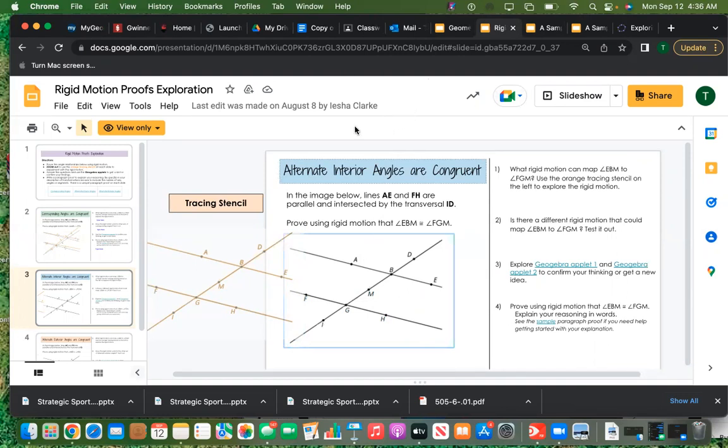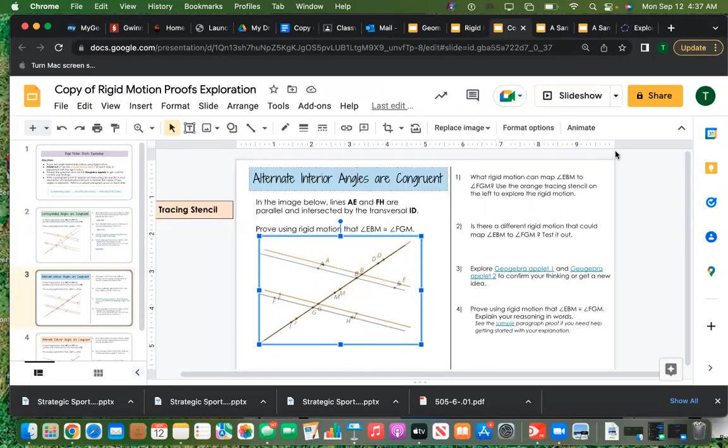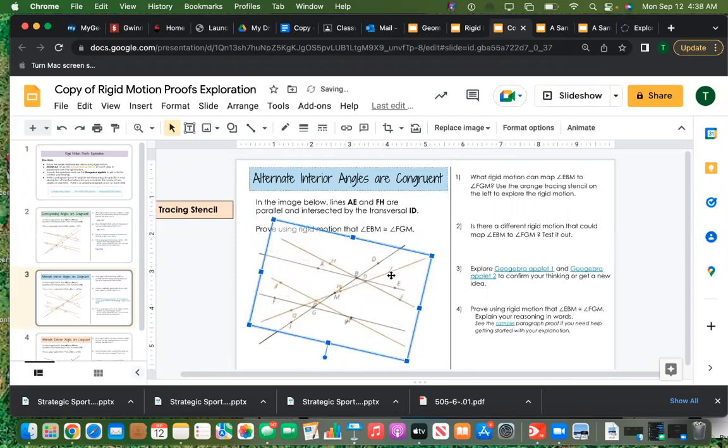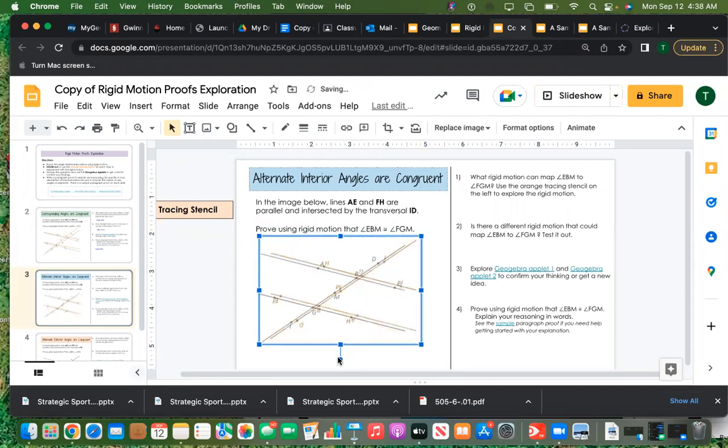Rotate it 180 degrees, and we want to go from EBM, and if we rotated it, we would get FGM. Let's actually try that one. Give me 1 second. All right, so finally it'll let me move it. If I took the orange line, which is the exact same thing as the black line, and we rotated it 180 degrees, FGM is now all the way up here. Is it the same thing as what we wanted, EBM? Yes. Okay, so those are alternate interior once we rotate it 180 degrees.